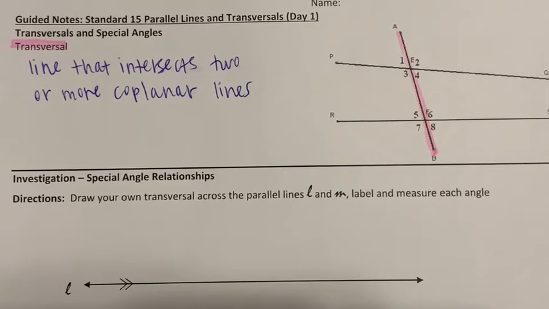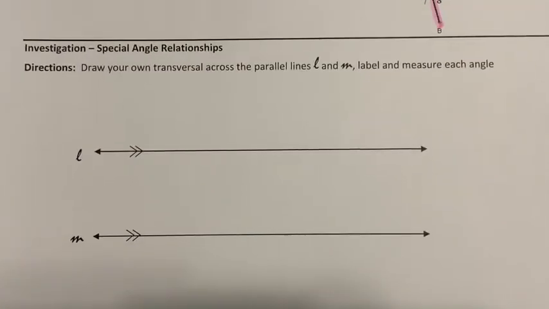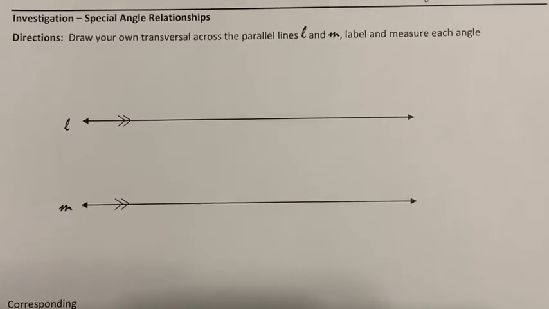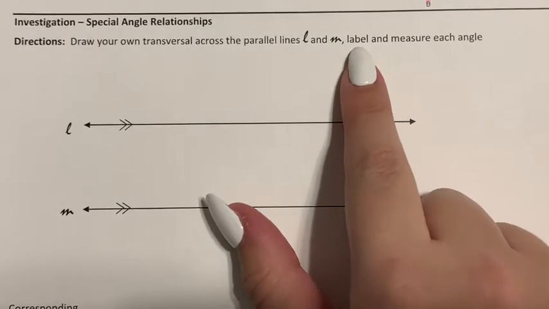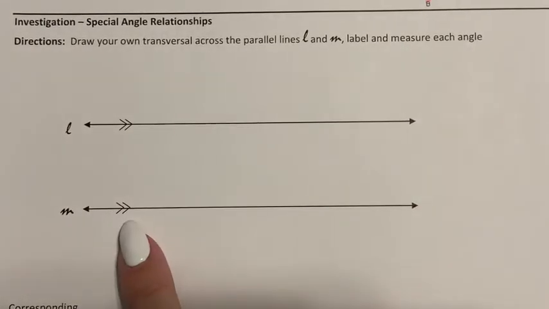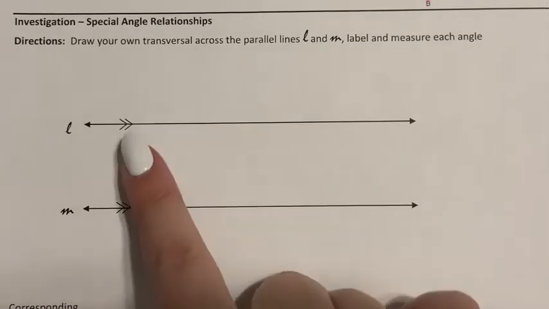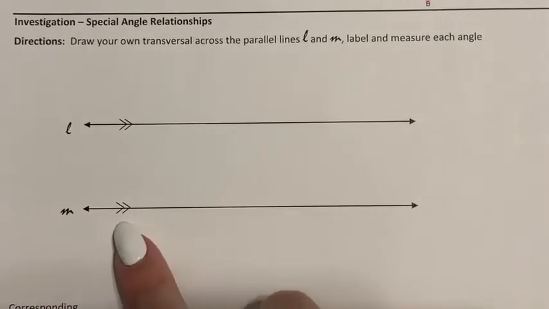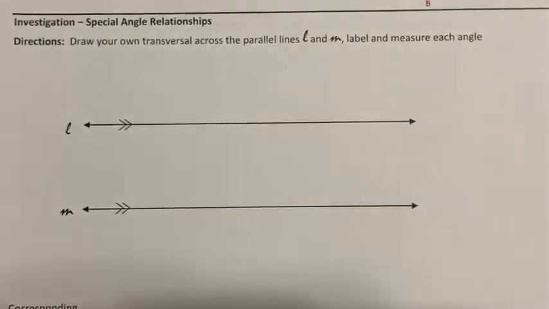Now we're going to do an investigation, and this is going to look at special angle relationships. Our directions tell us to draw our own transversal across the parallel lines L and M, and then we're going to have to label and measure each angle. L and M are drawn for us, and you can see they are indeed parallel by our two arrows indicated on each line. And we're going to need to use our protractor. So pull out your protractor that you have for geometry.